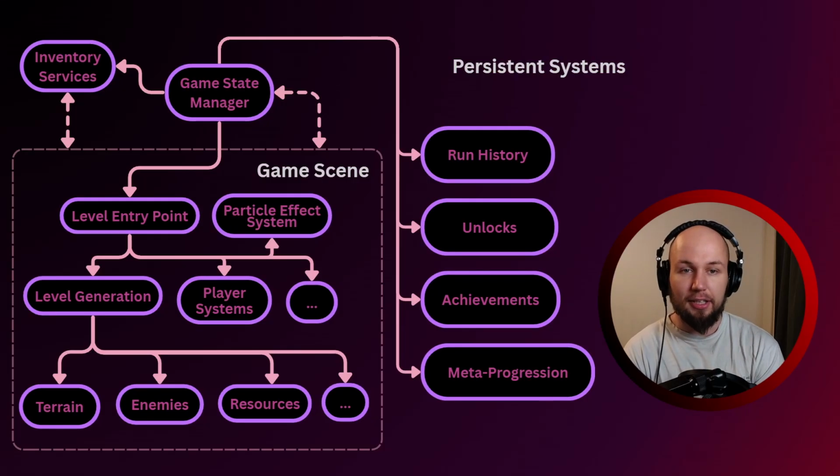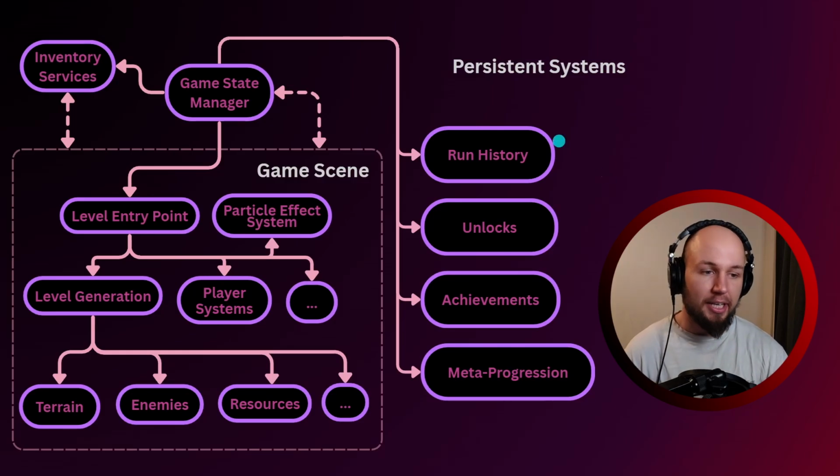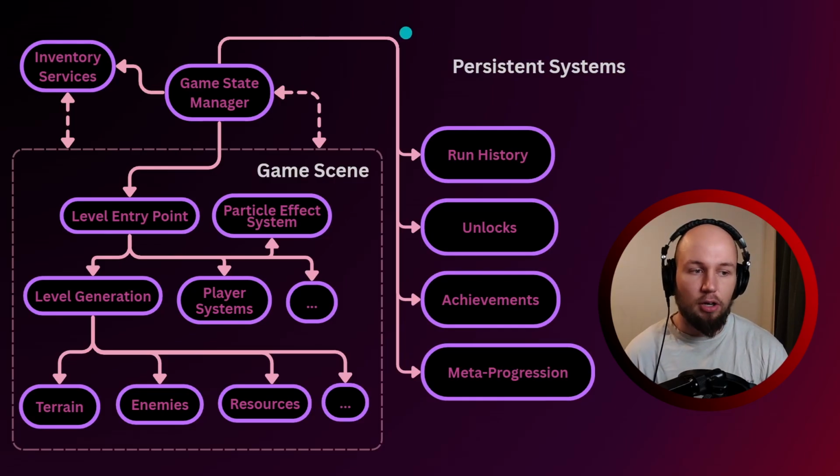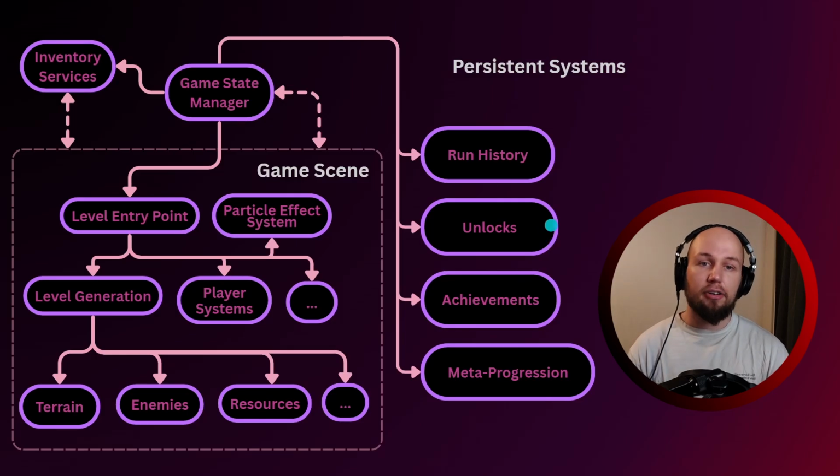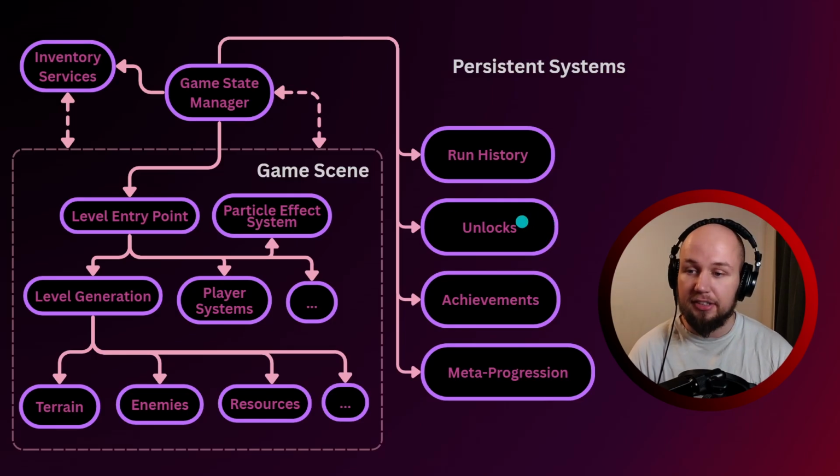Let's first take a look at an overview of all of my systems in my game. And here you can see this kind of a diagram of my game, and it all starts with the game state manager. It's a script that basically keeps track and controls the state of the game and the flow of the game. It has access to all these persistent systems, meta progression systems and achievements, and all the things that the player unlocks between the different runs.